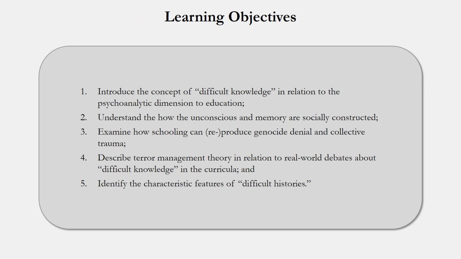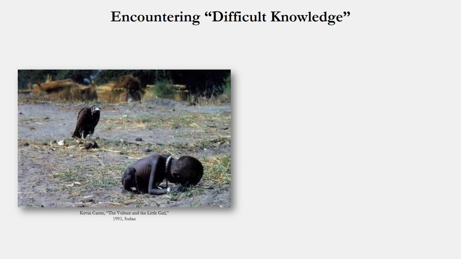As usual, here are this week's learning objectives. Okay, let's start with this famous image, which is where our Reading 1 this week begins. This is a famous photograph of a young Sudanese child during a Civil War-induced famine. 3 months after this photo was published in the New York Times, the photographer committed suicide, just a week after winning the Pulitzer Prize for this very photograph.